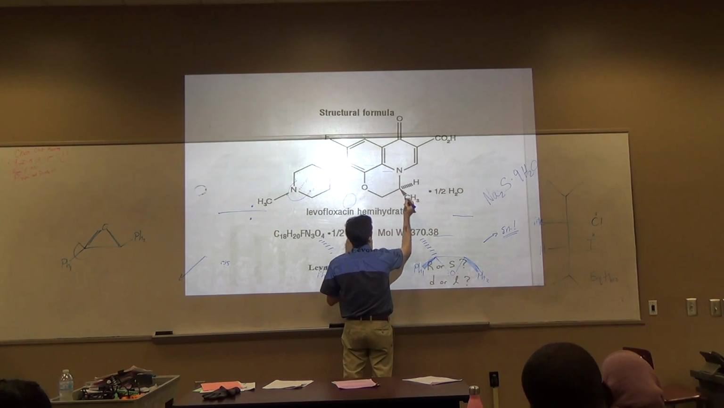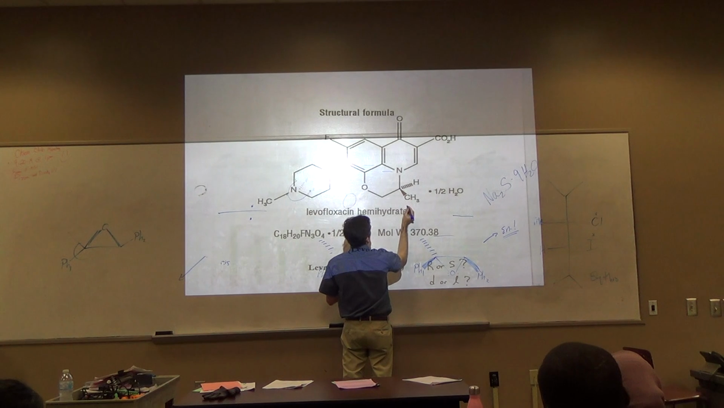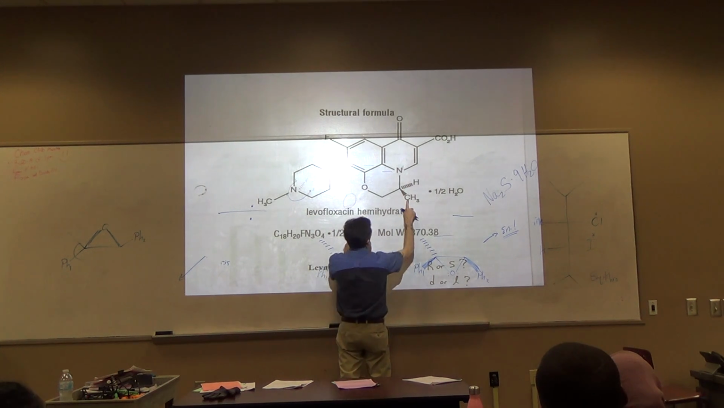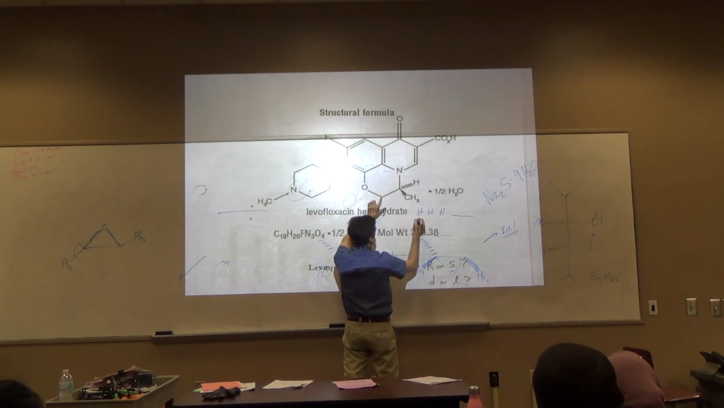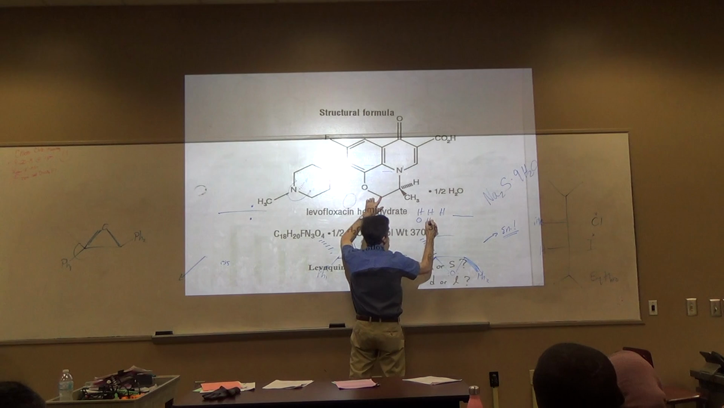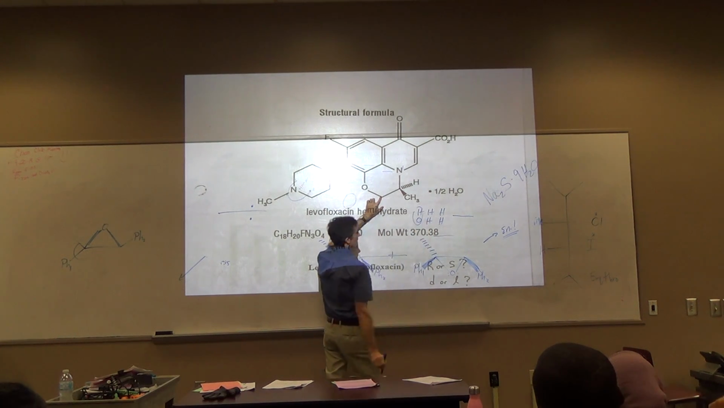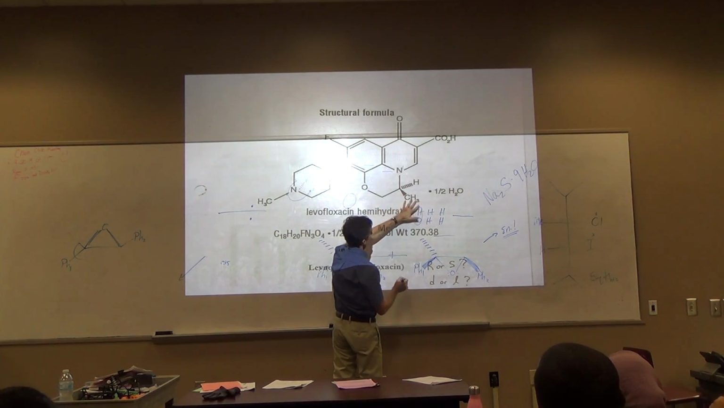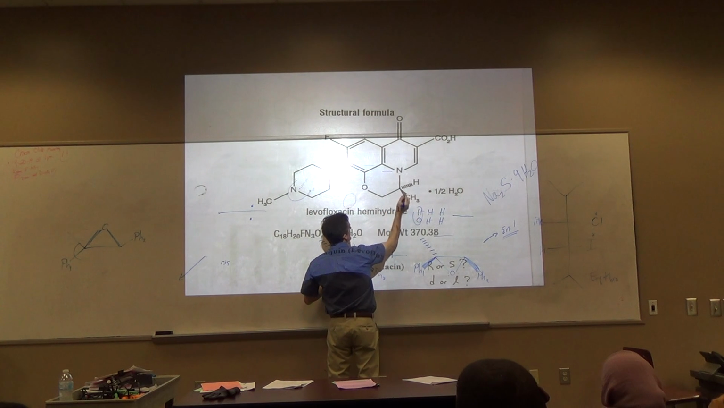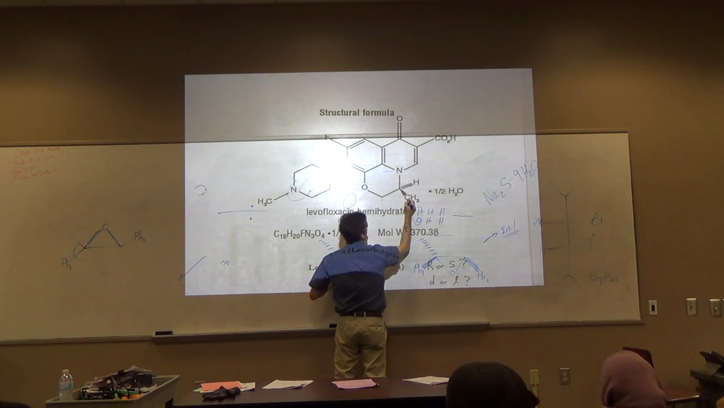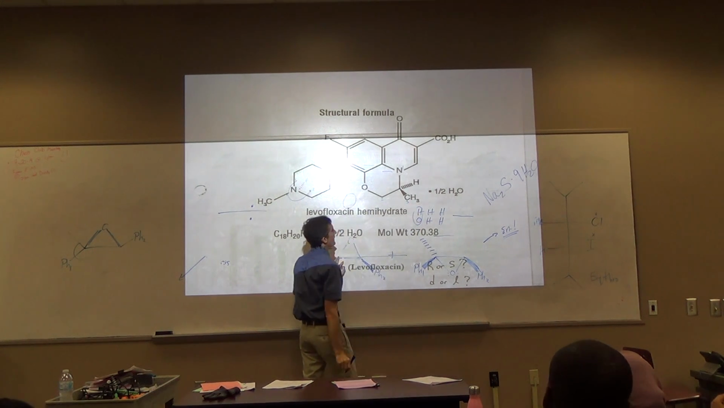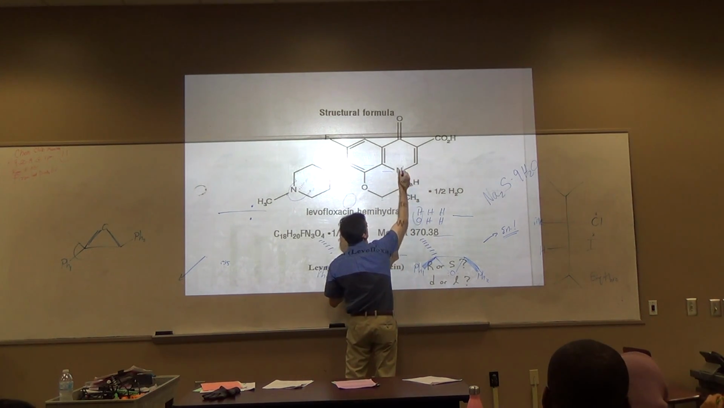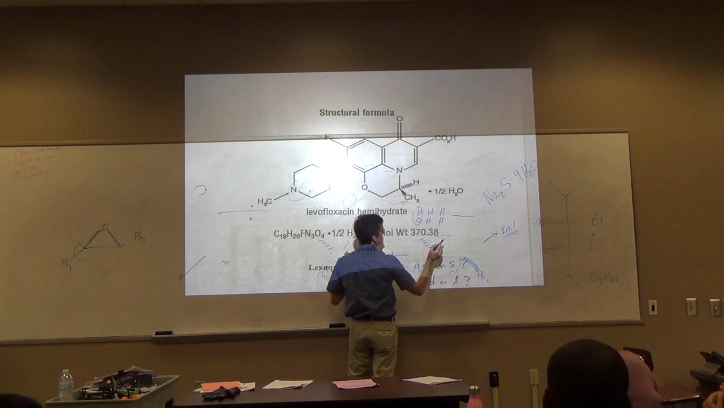Okay, what do we got here? What's the high priority group on this carbon? Nitrogen, 1. What's next? Carbon or carbon? What's on this carbon? H, H, H. What's on this carbon? O, H, H. Right here you get a winner. Oxygen, okay, that's pretty intuitive, right? That's one, that's two, this is three. With the low priority group in the back, it is S.